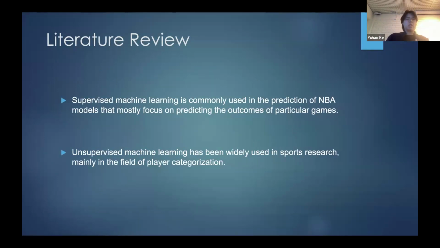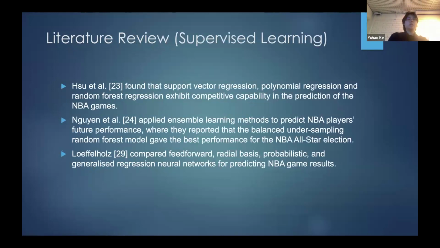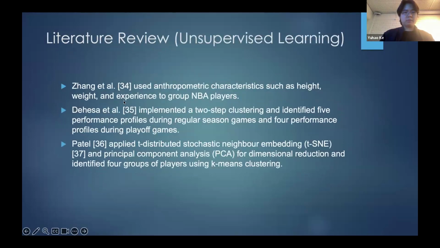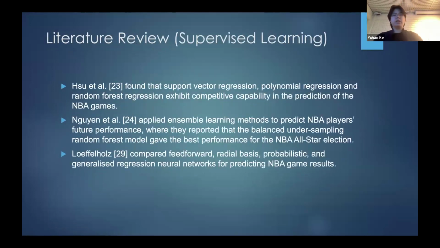So they are focused on some particular games. The unsupervised machine learning, they are widely used in sports research, not only in basketball, and they are basically focused on the player categorization. And in detail, for the supervised learning, they found that the support vector regression, polynomial regression, and random forest regression exhibit very competitive capability in prediction of the NBA games.